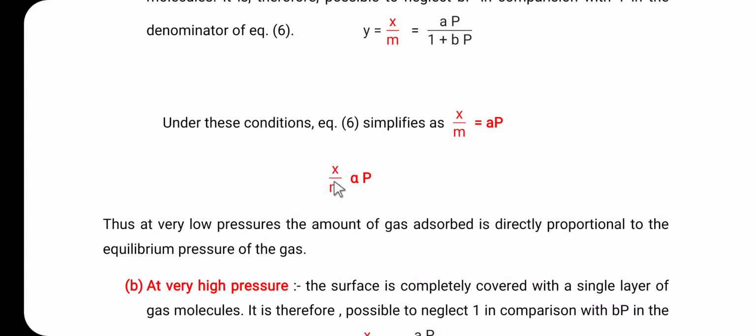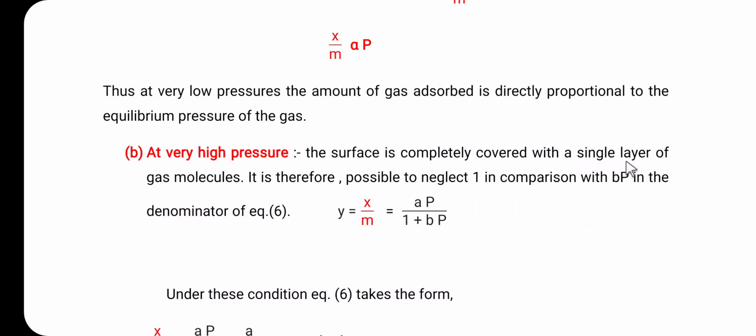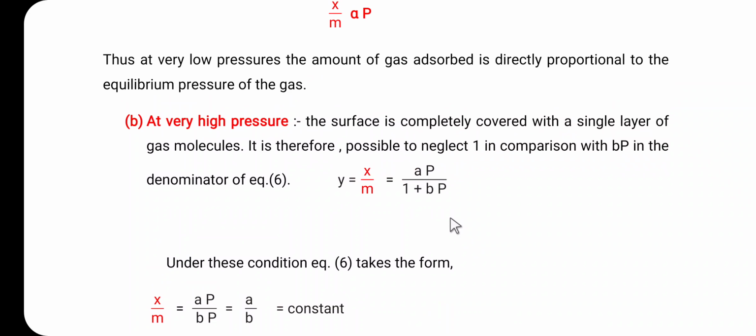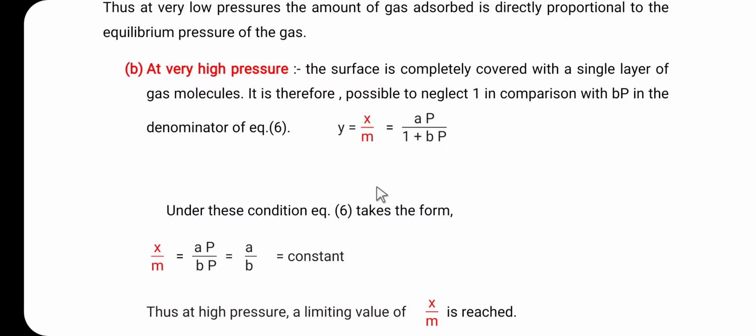Second one is at very high pressure. At very high pressure, the surface is completely covered with a single layer of the gas molecule. It is therefore possible to neglect 1 in comparison with the Bp in the denominator in equation 6. So at very high pressure, the 1 is neglected in comparison with the Bp, and this equation can be written as x by m is equal to a into p divided by b into p.